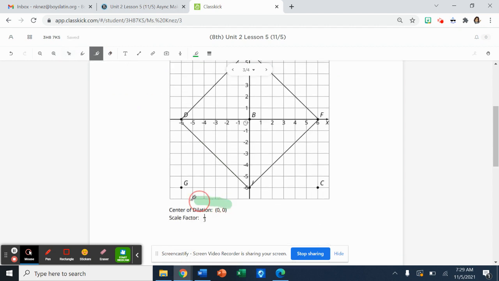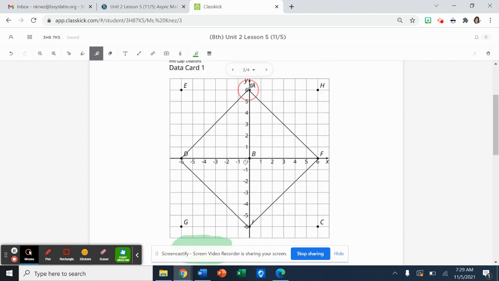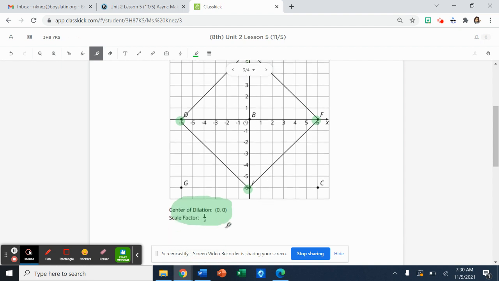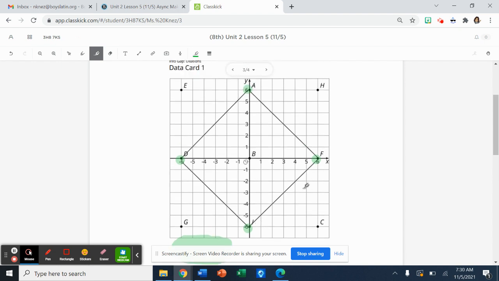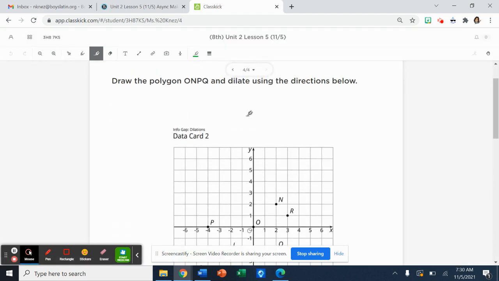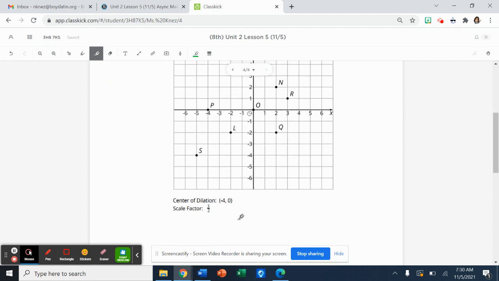And below, it gives us the information about how to dilate this polygon. Remember that the best way to dilate a polygon is to dilate each of the vertices or the corners, because dilating individual points is going to allow you to create a dilated shape. So we know the scale factor is 1/3. You'll dilate this shape. And then on slide 4, you'll do the same thing, but with ONPQ. So you'll have to connect some points and follow the directions below. Make sure you pay attention to the center of dilation.